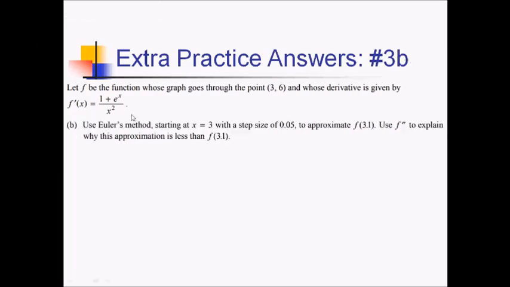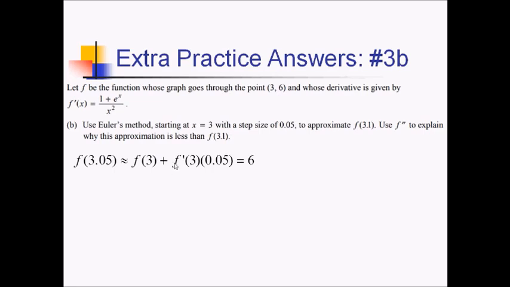On this problem, they want us to use Euler's method from 3 to 3.1 with a step size of 0.05 to approximate f of 3.1. And then they have some other stuff they want us to do after. Let's start with Euler's method, though. So to get to f of 3.1, I have to start by doing f of 3, or actually 3.05. But for that, I'm going to need f of 3 plus f prime of 3 times our step size of 0.05. So f of 3, they actually gave us, that's going to be 6.